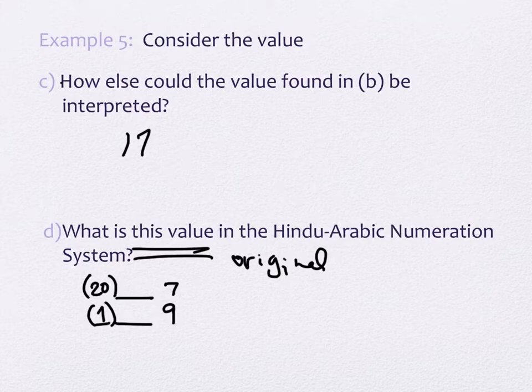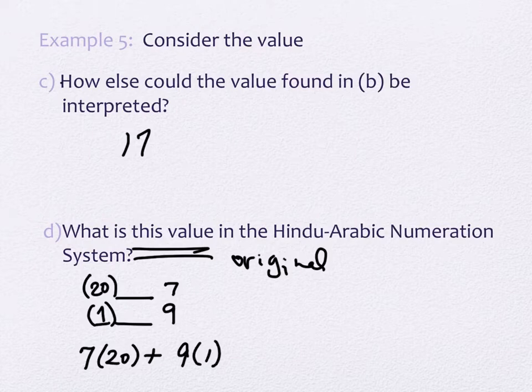20, right? So we would take 7 times 20 plus 9 times 1 to turn it into our number. So what is 7 times 20 plus 9 times 1? 149.